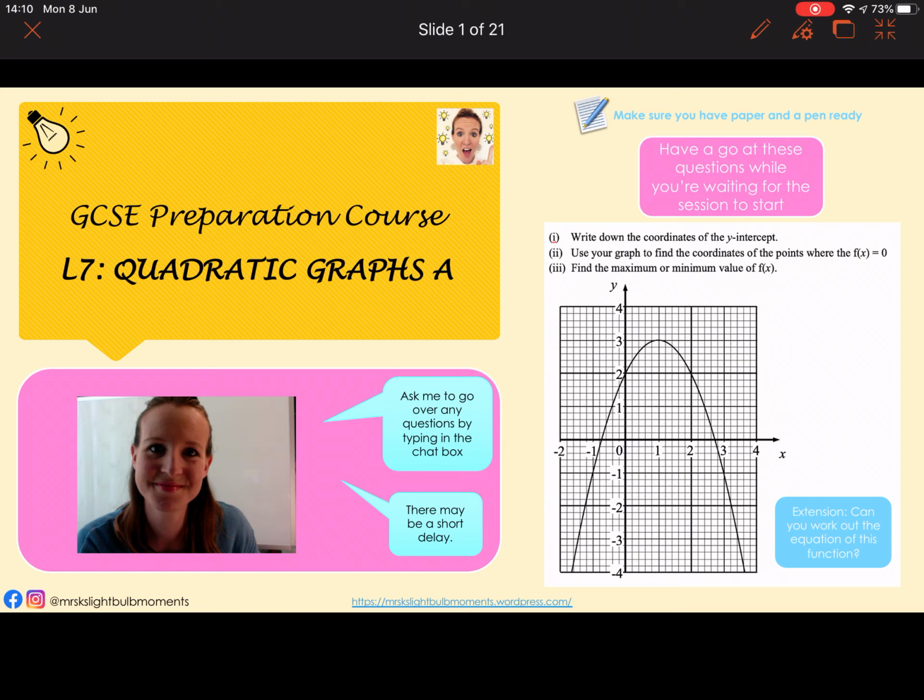Right, just one more minute on those starter questions. Have a go at the extension if you've finished. So I want to see if you can work out just from that graph the equation of that curve.